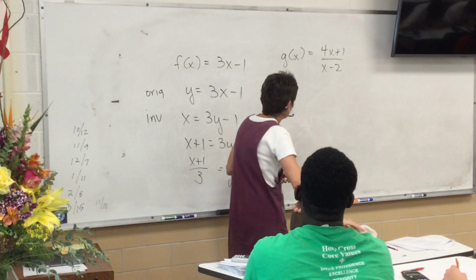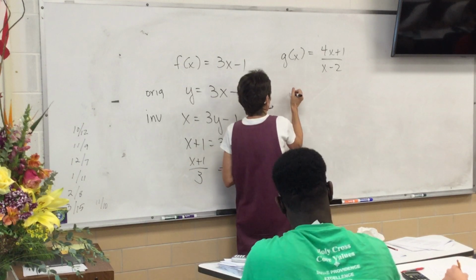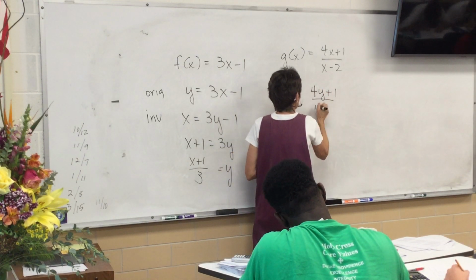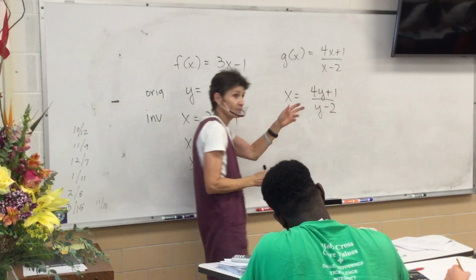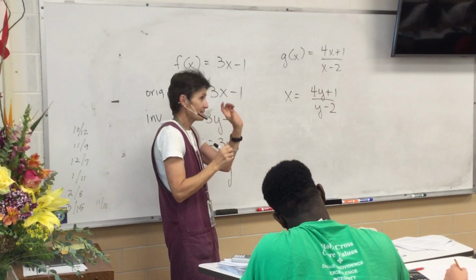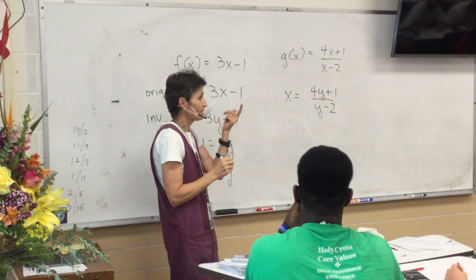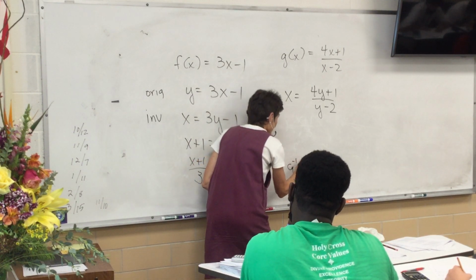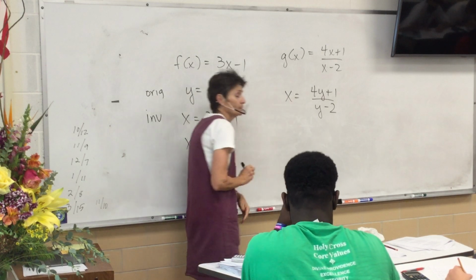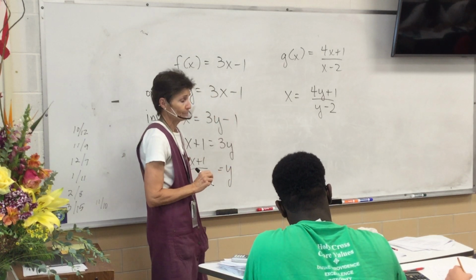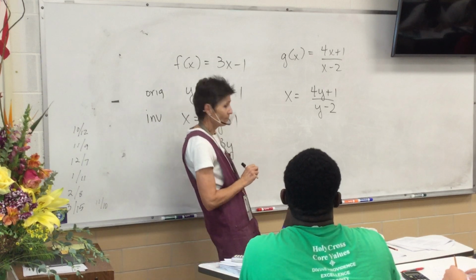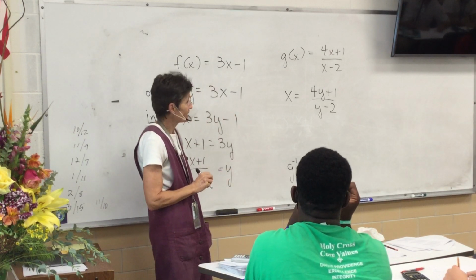But here we go. So x equals (4y + 1)/(y - 2). Everybody okay with that? That's the big switch. That's the key to the problem right there. Now we gotta get y by itself so that we can answer in inverse notation. So what do you think? How are we gonna get y by itself in that guy? What's your idea?